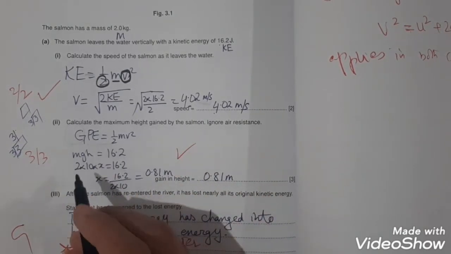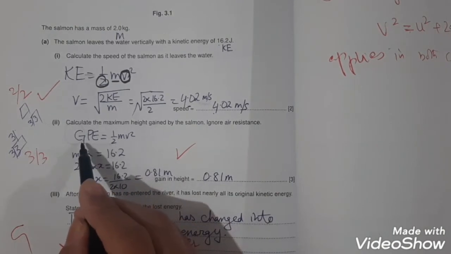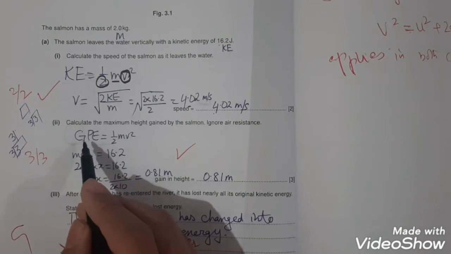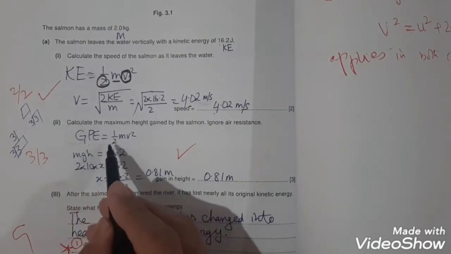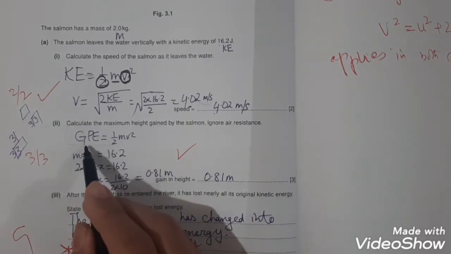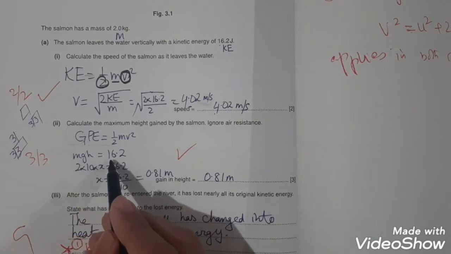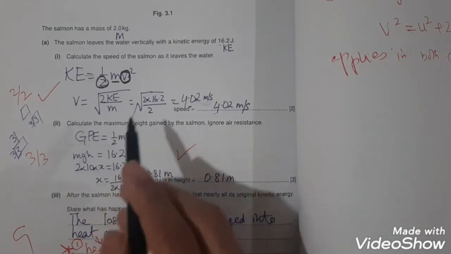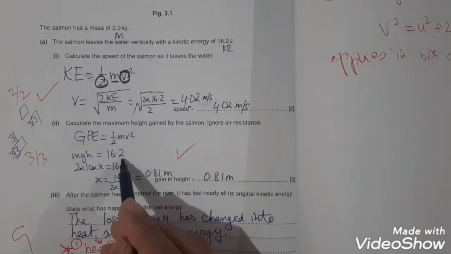So we write GPE is equal to 1/2 mv squared, because gravitational potential energy is always equal to the kinetic energy. So GPE is calculated by using mgh, which is mass times gravitational field strength multiplied by height, and that is equal to the kinetic energy, which they already gave, which is 16.2 joules. So we write 16.2 joules.